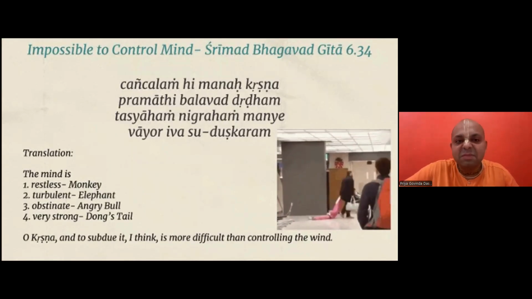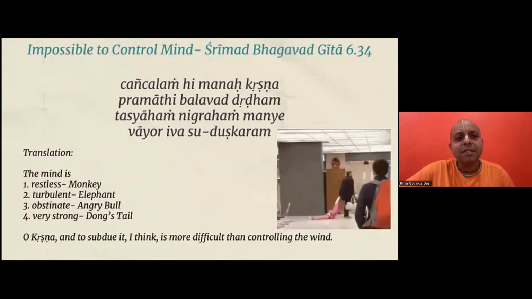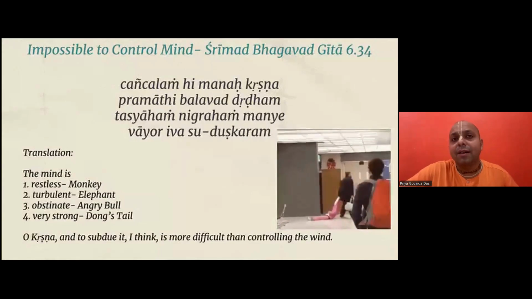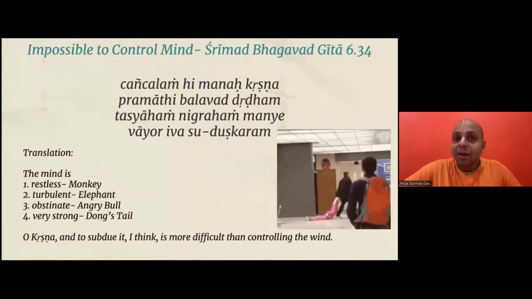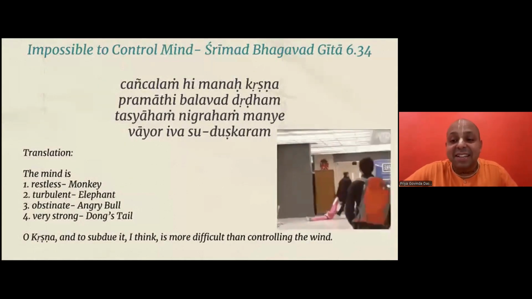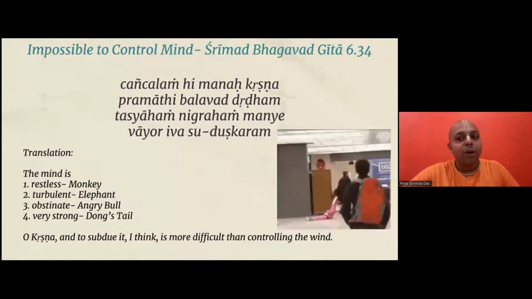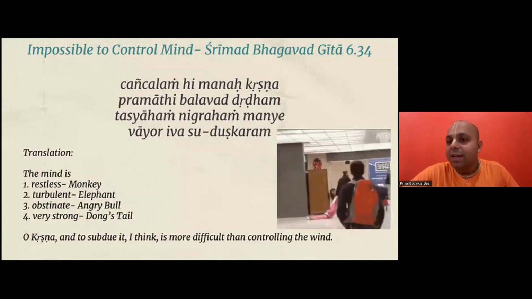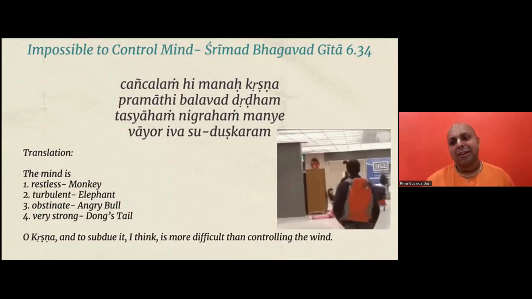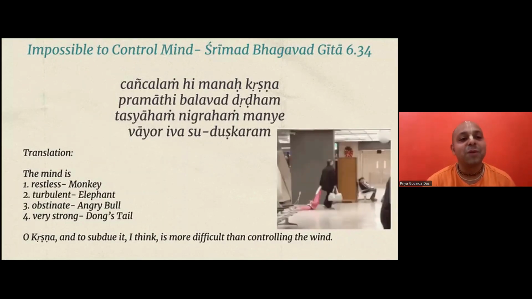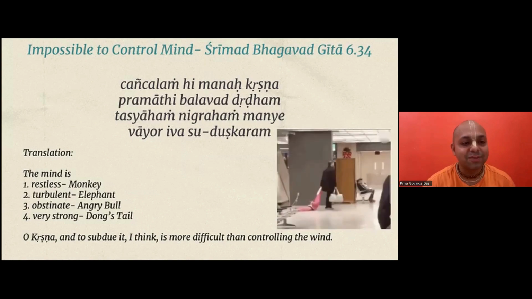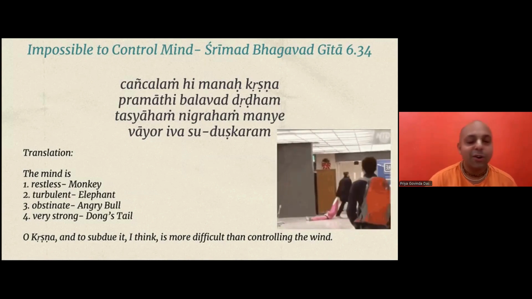Third, obstinate, angry. Just like there is bull riding in America, people ride over a bull, and the strongest person can ride a bull for a maximum of 7, 8, 9, 10 seconds. You cannot control it for much time. Similarly, the mind cannot be controlled for a long time. It is so agitating, and we have all experienced it. Today I feel I have controlled the mind, and tomorrow I have not controlled it. And fourth is very strong. Very, very strong. No matter what you do, it's like a dog's tail. कुछ भी कर लिया नहीं होता है.